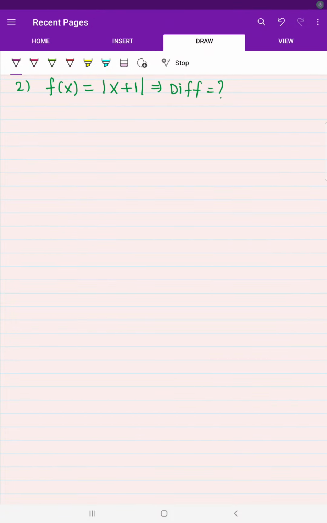In the last class, I gave one homework question, that is f of x equal to mod of x plus 1. You have to check whether this function is differentiable or not. How should I define this? How can we check whether the given function is differentiable or not?